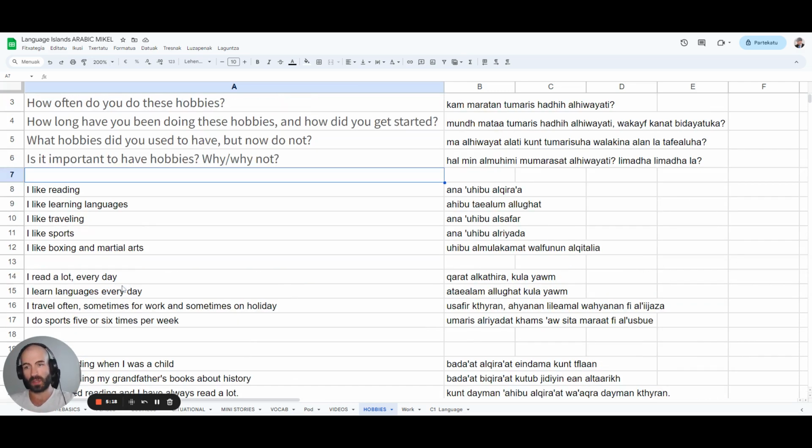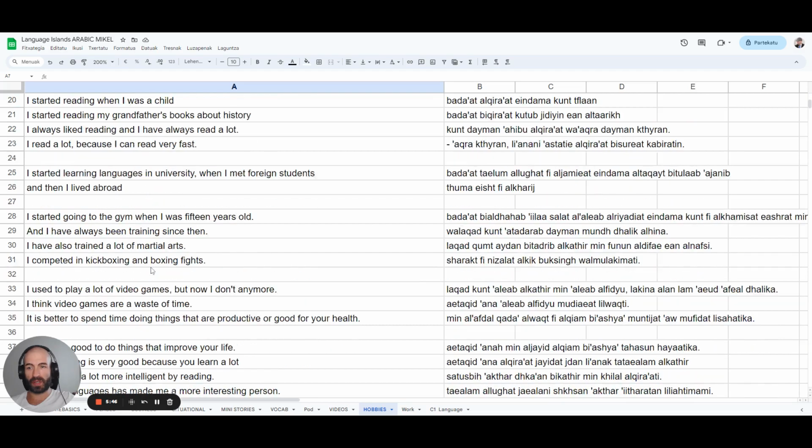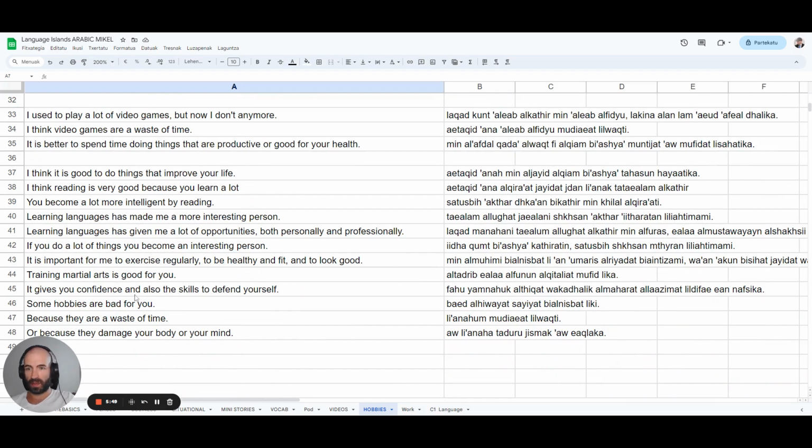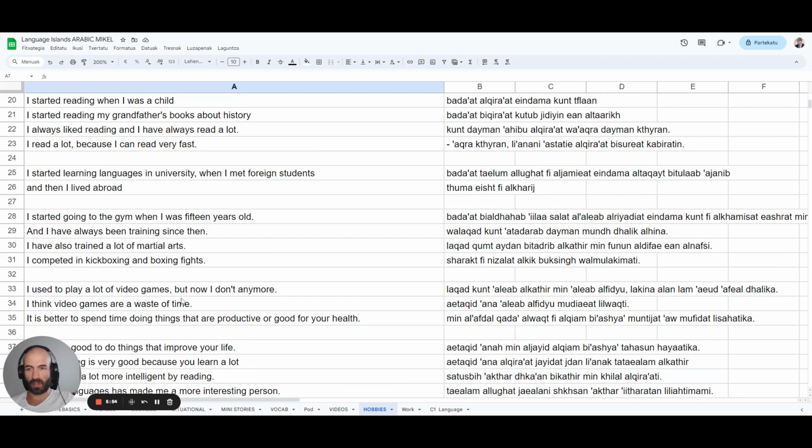And another way of doing this would be to answer all the questions about one of the hobbies. Yeah, so like 10 or 20 lines about reading, 10 or 20 lines about learning languages, 10 or 20 lines about traveling, and answer all the questions and everything else that comes to your mind. You just dump it there. So we write as much as we can. What's good about your hobbies, what's bad about them, which hobbies you used to do. I don't play video games anymore because it's a waste of time, and so on.